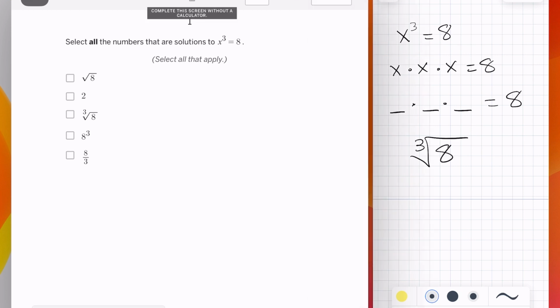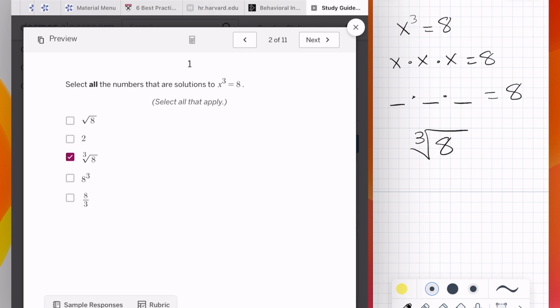Here the calculator function is disabled. You shouldn't use a calculator for this because this is one of the cube roots that I do want you to know. So the cube root of 8 is one of the right answers to this question. And then the other answer is 2 because 2 times 2 is 4 and 4 times 2 is 8. So the cube root of 8 is equal to 2.